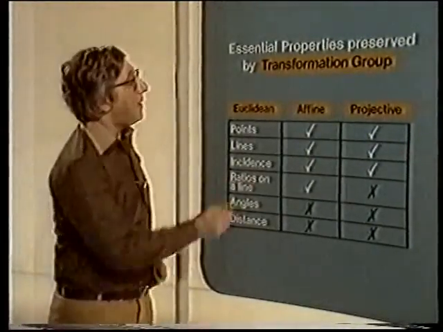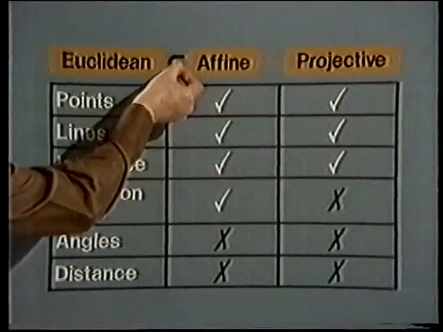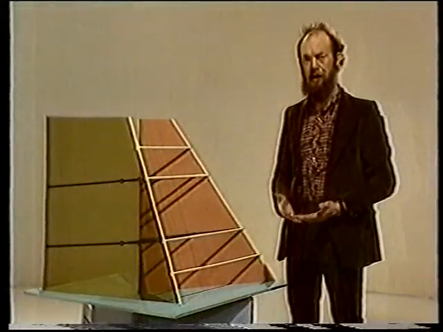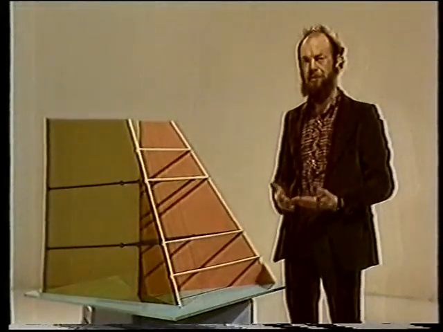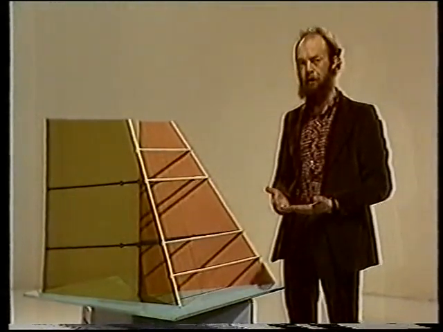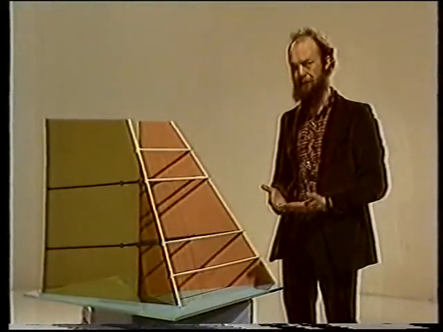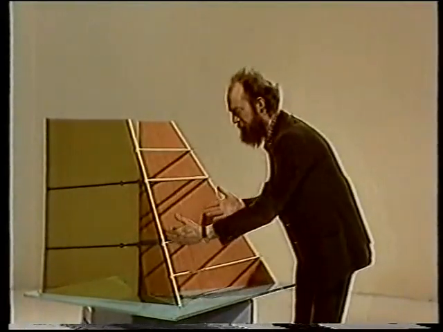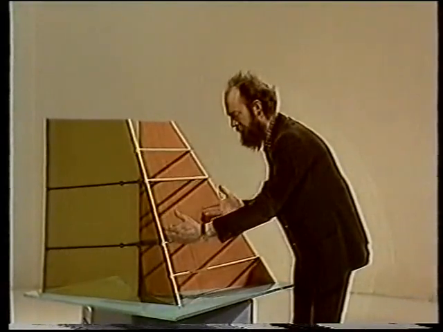It turns out that the Euclidean group is a subgroup of the affine group. To see that, it's enough to show that the translations, rotations, and reflections, which between them generate the Euclidean group, can each be realized as affine transformations. The idea is quite simple. For a general affine transformation, the planes, if you like, go anywhere you like.